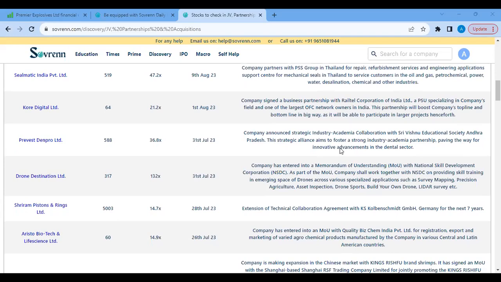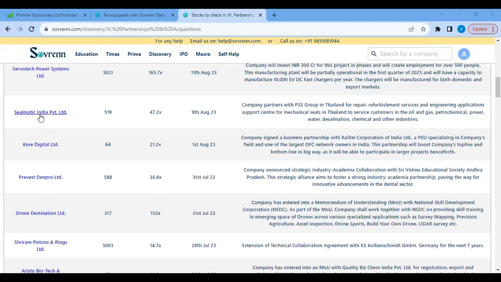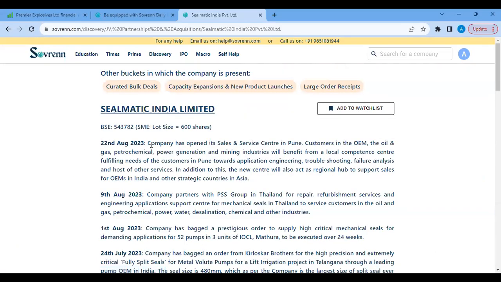Which company has started collaboration with Sri Vishnu Educational Society? Sayan Bhai has answered it correctly. It's Prevest Denpro, right? So I hope this is very clear. You can click on this and read information as well. Do read information. Investing is all about information.